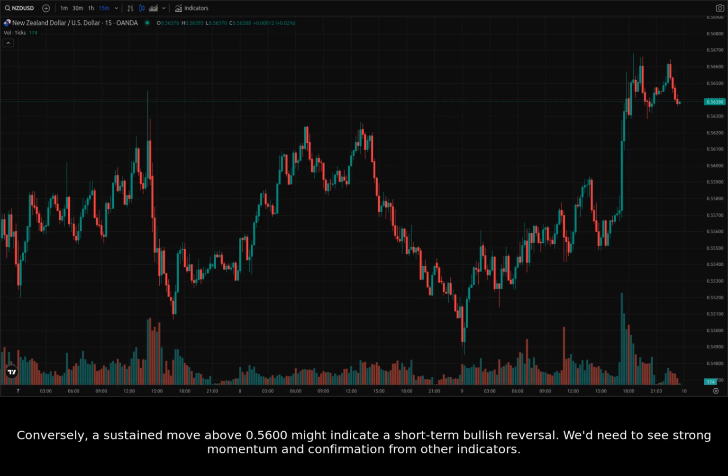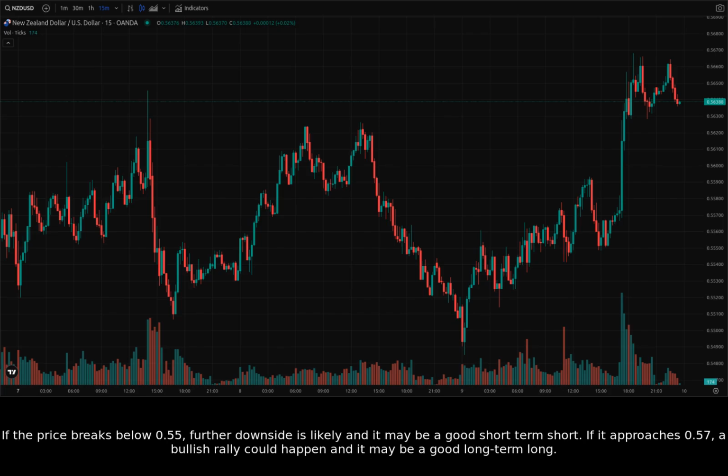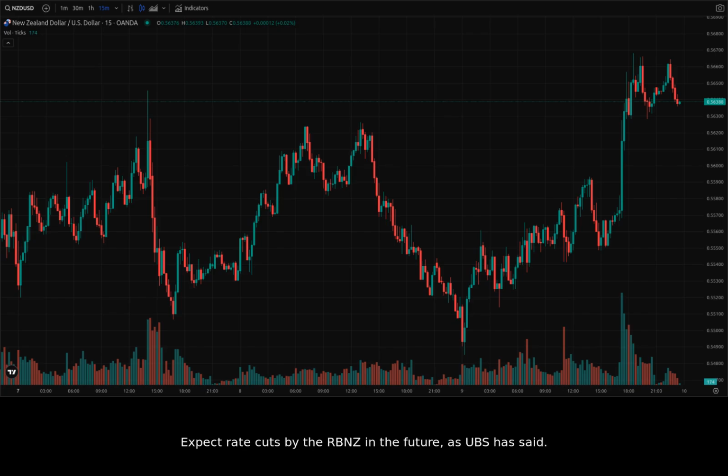Conversely, a sustained move above 0.5600 might indicate a short-term bullish reversal. We'd need to see strong momentum and confirmation from other indicators. If the price breaks below 0.55, further downside is likely and it may be a good short-term short. If it approaches 0.57, a bullish rally could happen and it may be a good long-term long. Expect rate cuts by the RBNZ in the future, as UBS has said.